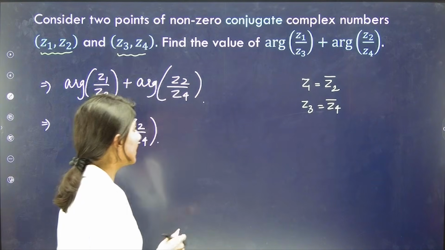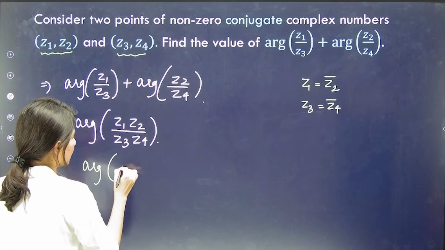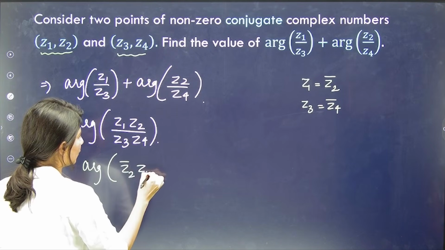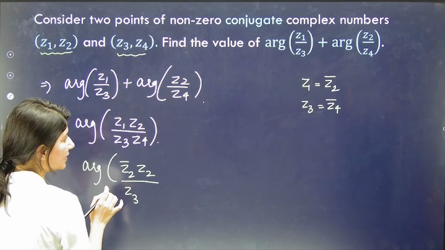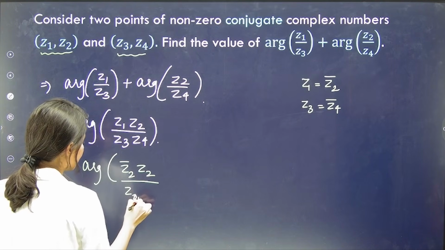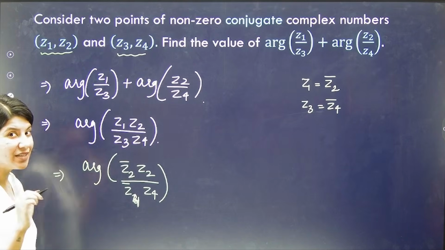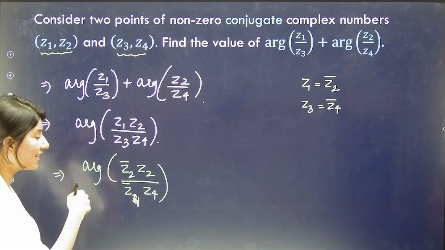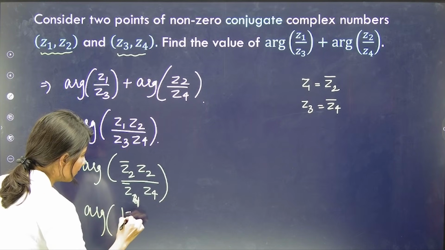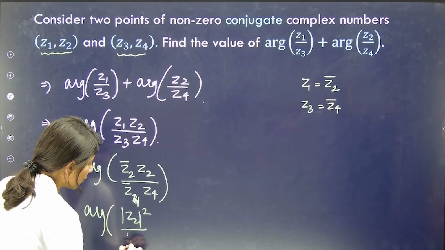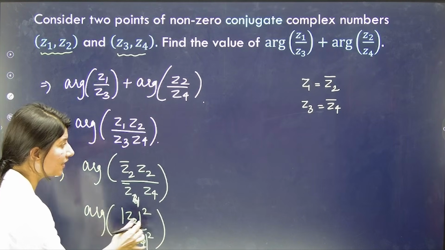Okay. So Z1 is Z2 bar. So here I can write Z2 bar Z2 upon Z3. Z3 can be written down as Z4 bar Z4. Okay. Now do you remember the hero property of complex number? Z Z bar is mod z square. So this is argument of mod of z2 square upon mod of z4 square. Understand what is happening. This is a real quantity.